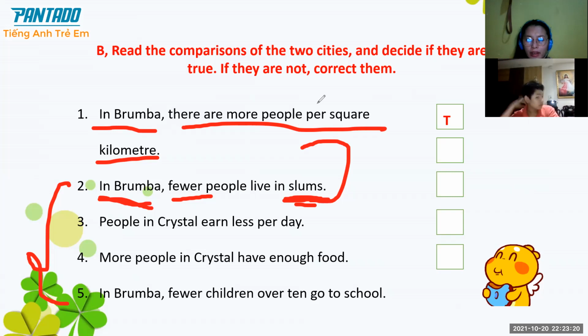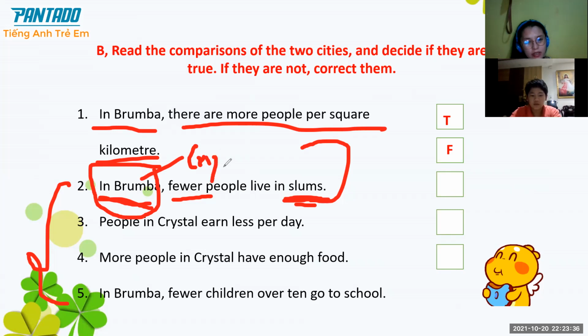Okay, that is false. And what makes it false? Because it is not Brumba, you can have this one as Crystal. Or you can also change fewer to more: more people live in slums, because in Brumba, there are a lot of people who live in slums compared to Crystal.